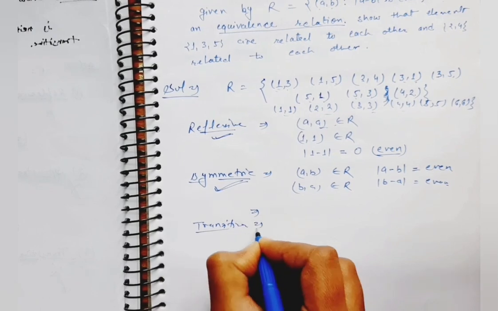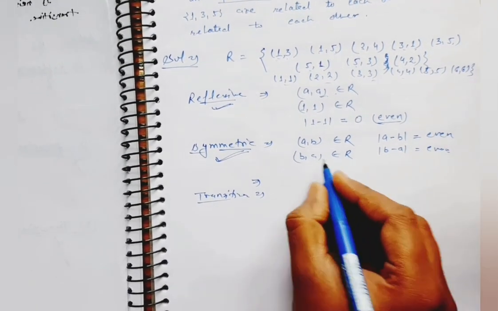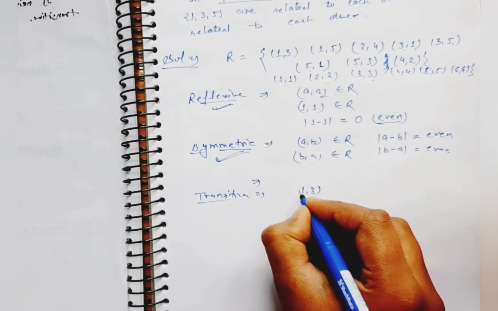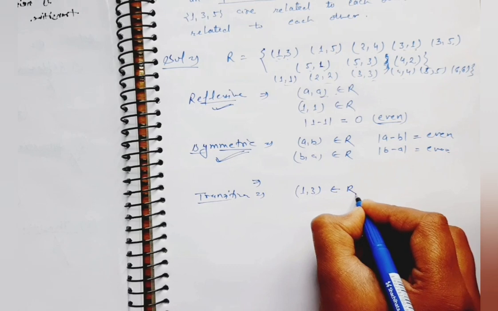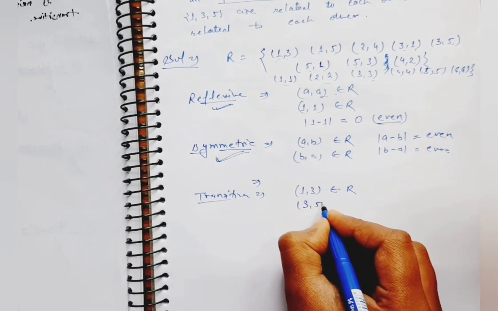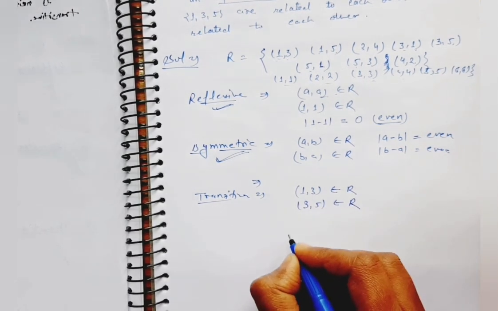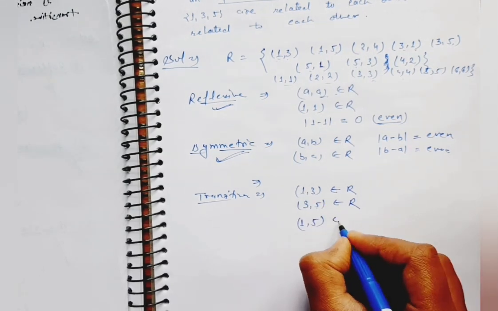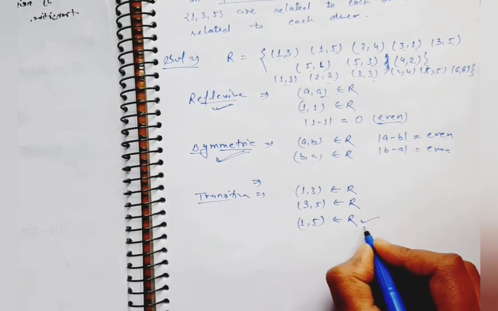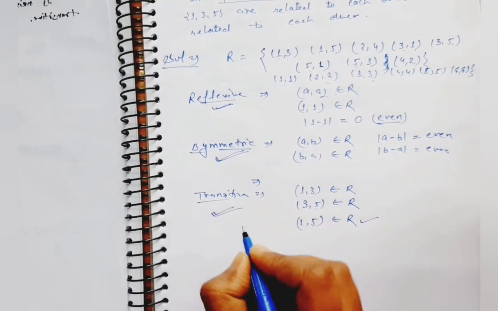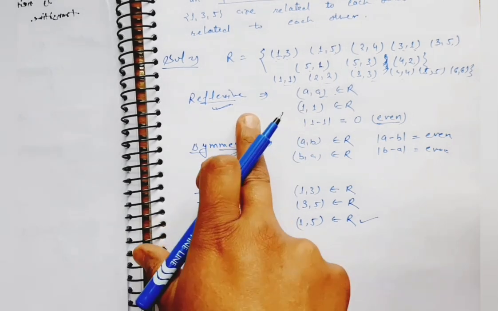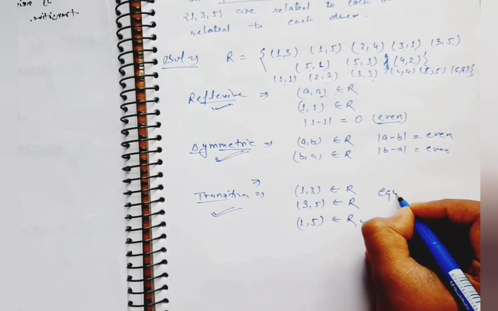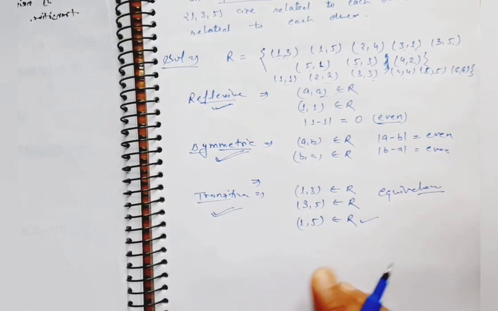And now we will check transitivity. The transitive relation we will check: if (A, B) belongs to R, take any element, say (1, 3) belonging to the relation R, then (3, 5) belonging to the relation R. Then we have to check (1, 5), that is (A, C), belonging to R. Yes or no? Yes, it belongs to R. So we will say that this relation is transitive also. This relation is reflexive, symmetric and transitive. So hence we can say that this is an equivalence relation.